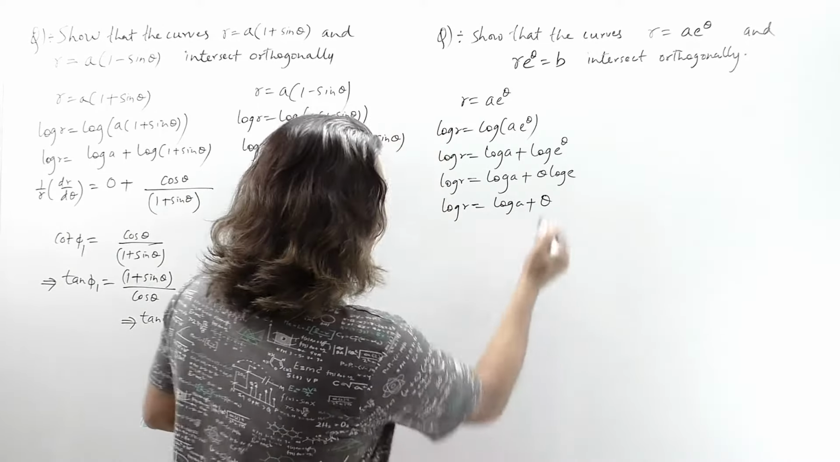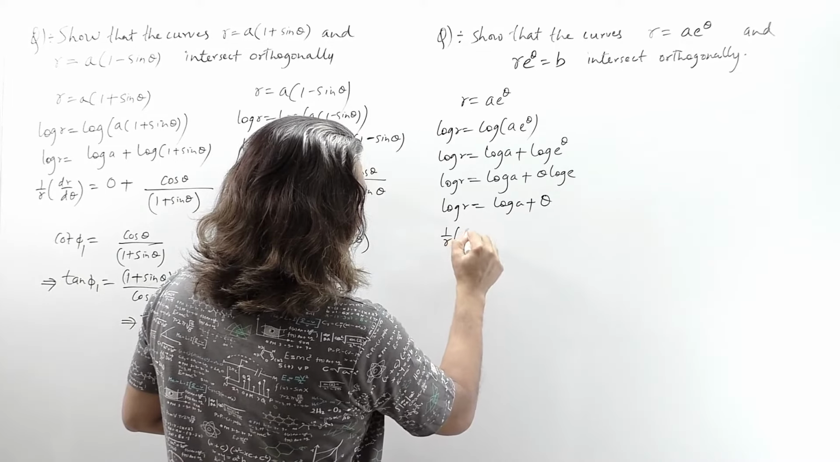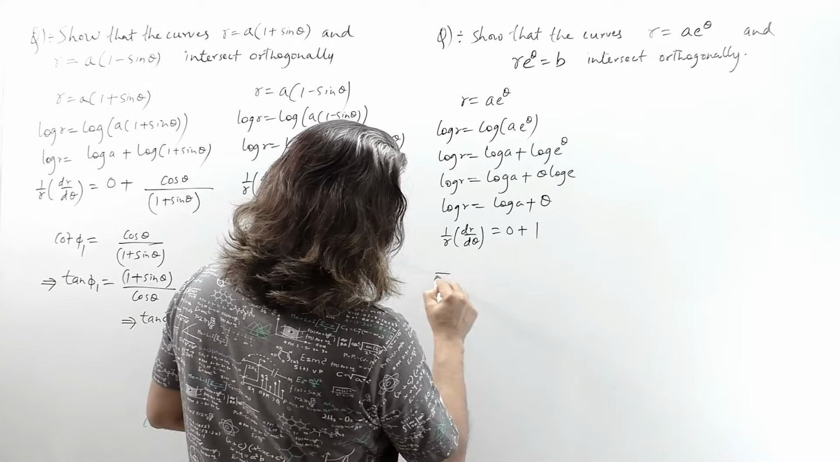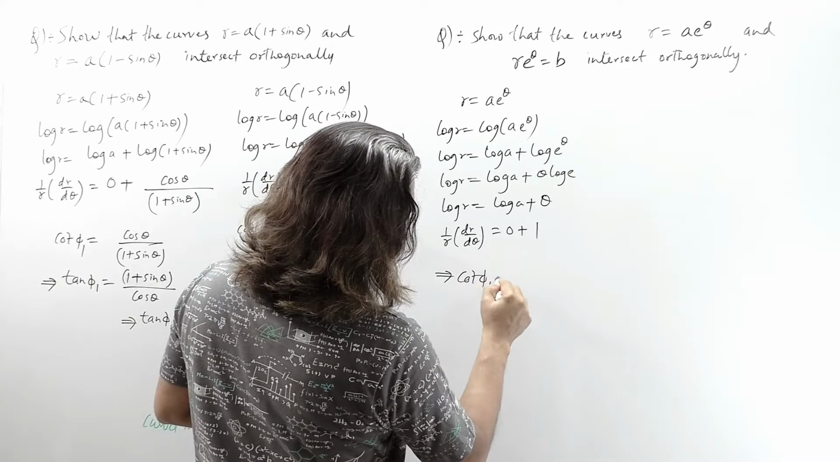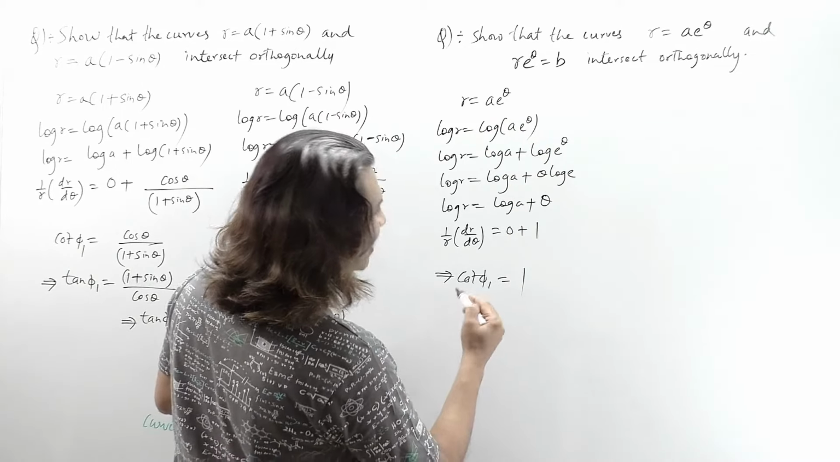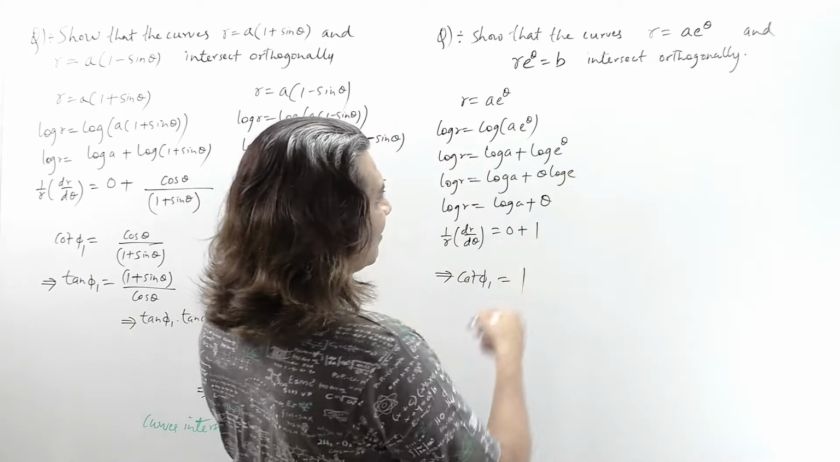Remember it. Fine. Now, differentiate. So, 1 by r, dr by d theta is equal to 0 plus 1. That implies cot of phi 1 is equal to 1. Fine. Therefore, I can write here. We'll move on to this.